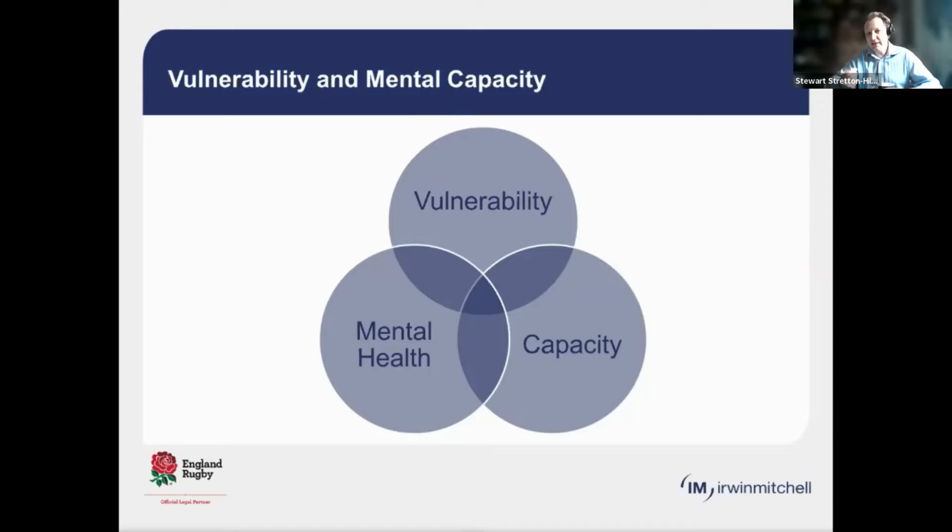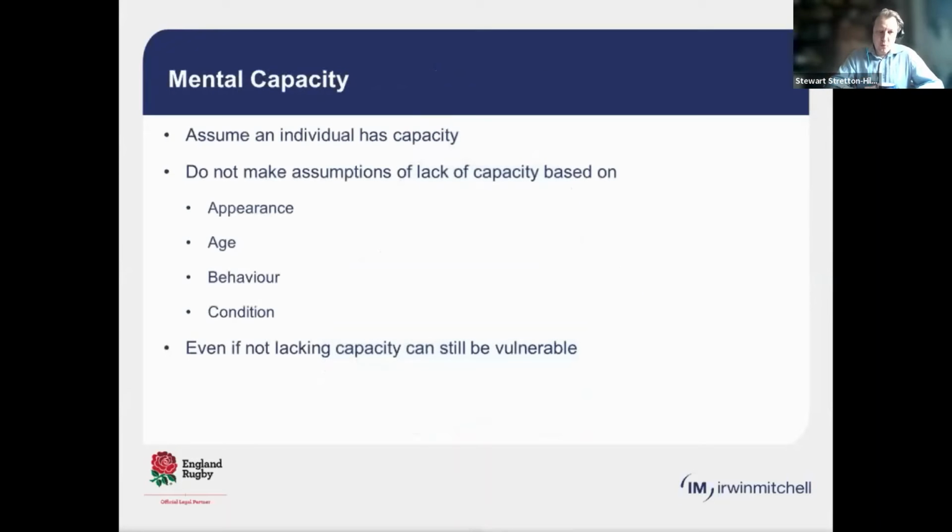So she had capacity, but she wasn't vulnerable in a financial legal context because her mind was sharp as a pin. And again, you can have all three. If you've got mental health and capacity issues, the likelihood is you're going to be vulnerable. That overlap in the middle probably should be a little bit bigger, but it doesn't necessarily mean all three issues are present with everyone. So I was going to talk more about mental capacity, having looked at vulnerability.